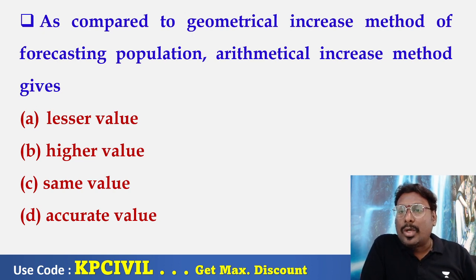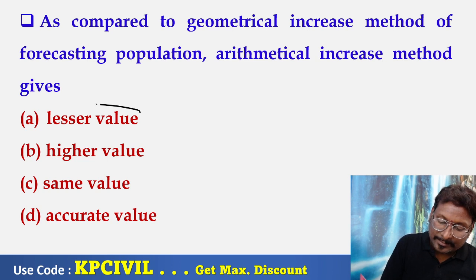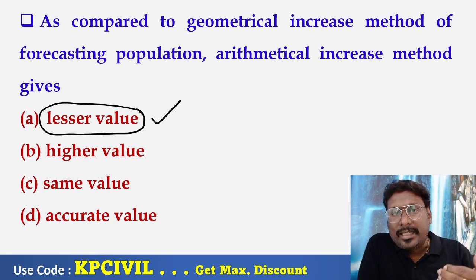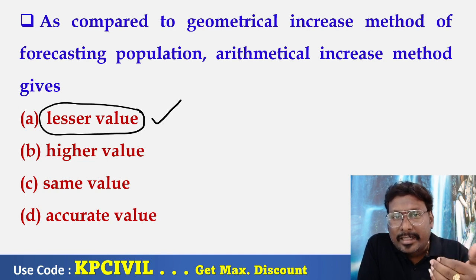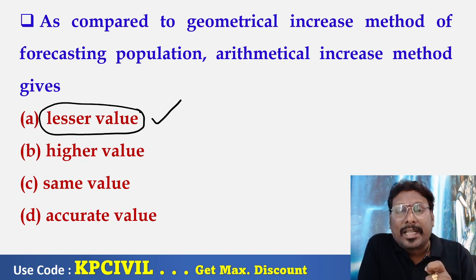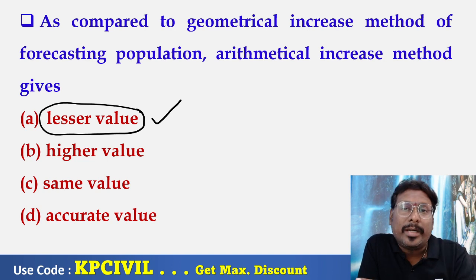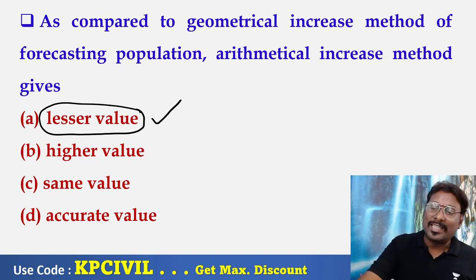As compared to the geometrical increase method, the arithmetic increase method gives a lesser value, because in the arithmetic increase you are taking the arithmetic mean, x bar. In the geometrical increase, r is derived from the geometric mean. Always geometric mean is greater than arithmetic mean, no doubt, so arithmetic gives a lesser value.